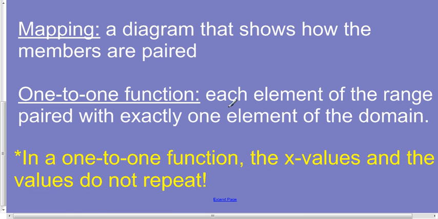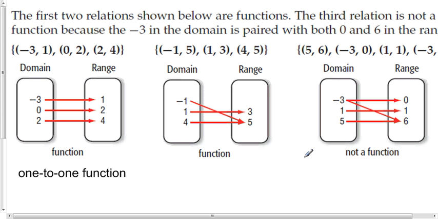A mapping is a diagram that shows how the members are paired. A one-to-one function means each element of the range is paired with exactly one element of the domain. An easy way to remember that is in a one-to-one function, the x values and the y values do not repeat. So here's some examples. The first 2 relations below are functions. The third relation is not a function because -3 in the domain is paired with both 0 and 6 in the range.